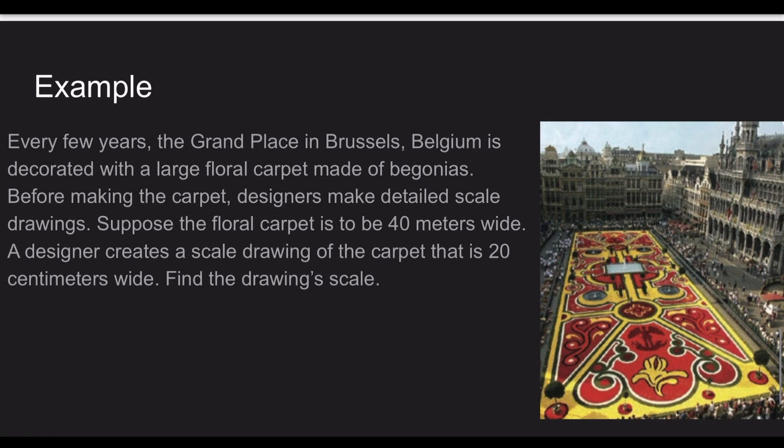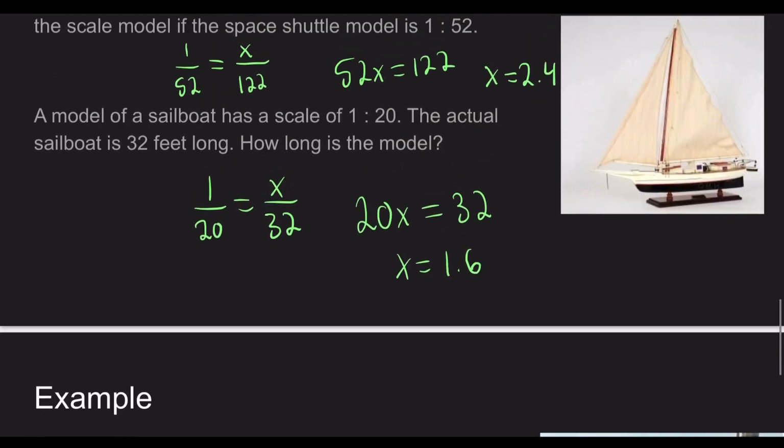Okay, moving on. Every few years, the Grand Palace in Brussels, Belgium, is decorated with a large floral carpet made of begonias. It's a really fun word to say, begonias. This is it right here. That's our Grand Palace. Suppose the floral carpet is to be 40 meters wide. A designer creates a scale drawing of the carpet that is 20 centimeters wide. Find the drawing scale.